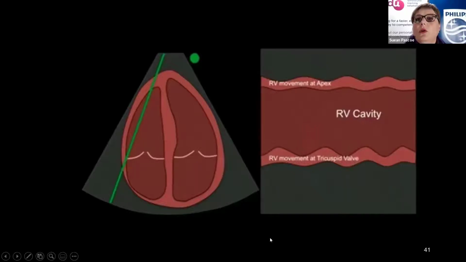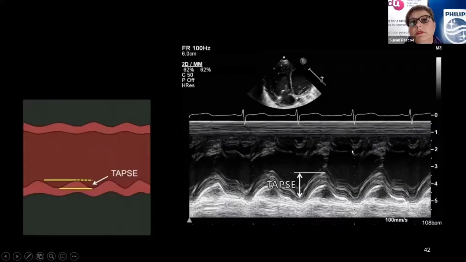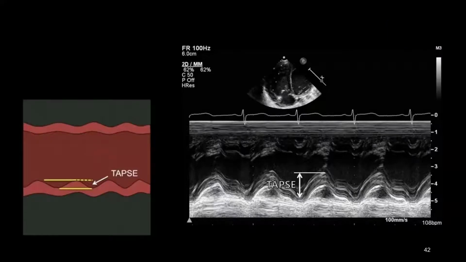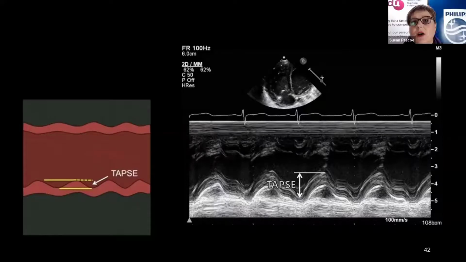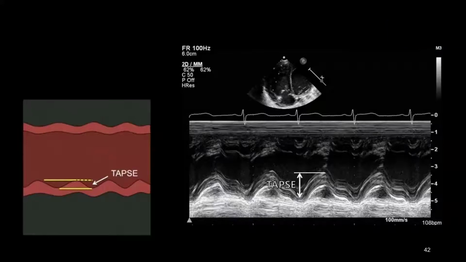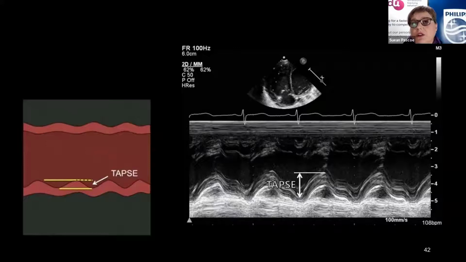So then all you need to do is measure from the valley to the peak, and that measurement should be more than 16 millimeters, which indicates normal. If it's less than 16 millimeters, it's a sign of right heart failure, but it's not necessarily specific for a saddle embolus. You can have right ventricular failure or an infarction of the right ventricular wall, which will affect this measurement.